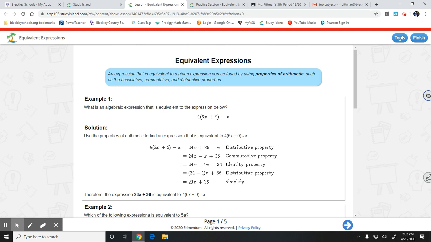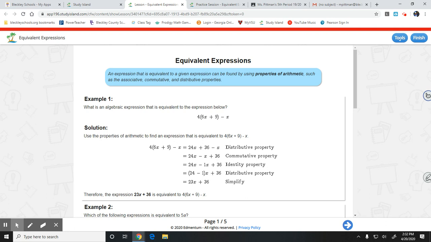Alright guys, today's lesson is going to be over equivalent expressions. So we've talked about parts of an expression, we've talked about writing expressions, and we've talked about evaluating expressions. Now we're going to talk about finding equivalent expressions. Okay, equivalent means equal, so we're going to be finding expressions that are equal to one another.